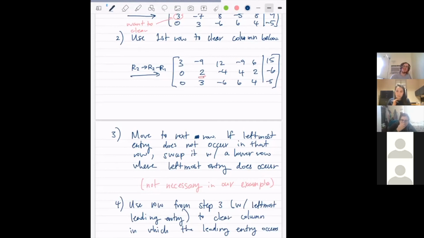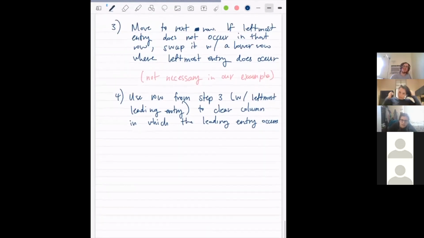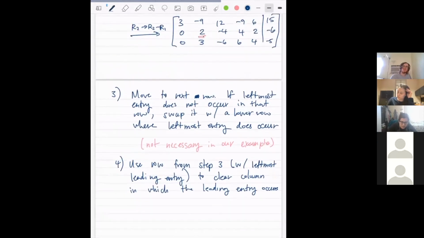I have a question. Are we clearing just the rows below the second row, or do we clear all the rows? You clear, oh yeah, I didn't put that in there. So you clear down. You clear the part of the column that's below the leading entry. Cool, thank you. Okay, to clear the column.